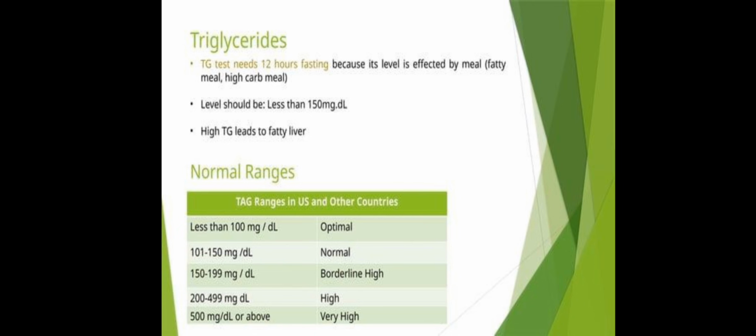For the normal ranges, less than 100 milligram per deciliter is optimal, and 101 to 150 is normal. 150 to 199 milligram per deciliter is borderline high, 200 to 499 milligram per deciliter is high, and above 500 milligram per deciliter is very high.